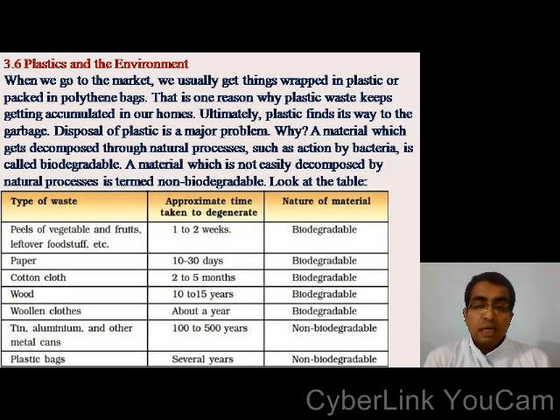When we go to the market, we usually get things wrapped in plastics or packed in polythene bags. That is one reason why plastic waste keeps getting accumulated in our homes. Ultimately, plastic finds its way to the garbage. Disposal of plastic is a major problem. Why? A material which gets decomposed through natural processes, such as action by bacteria, is called biodegradable.